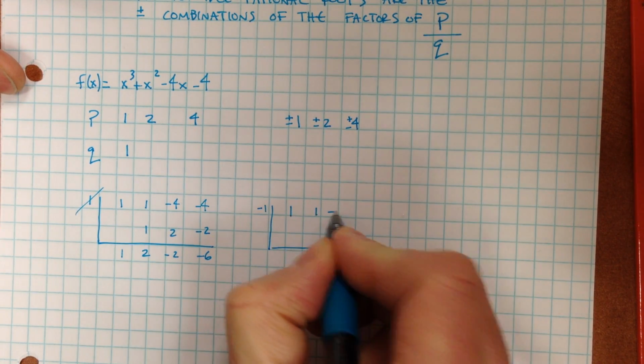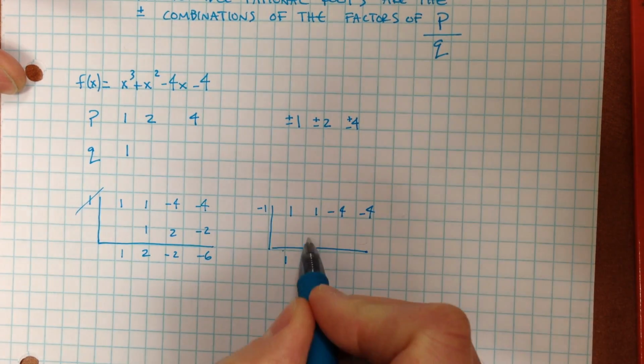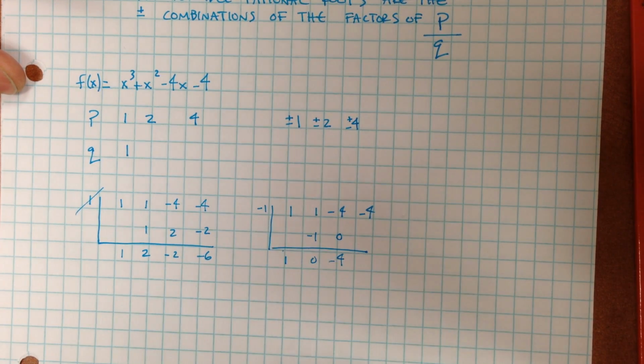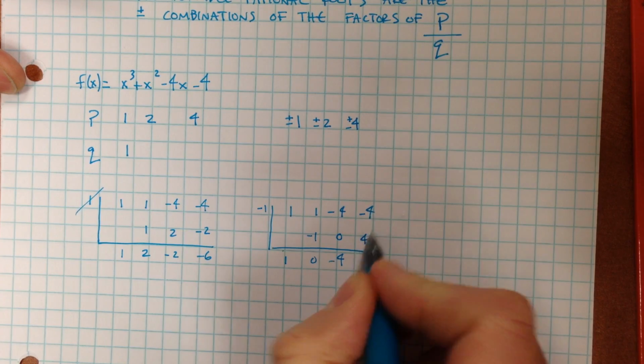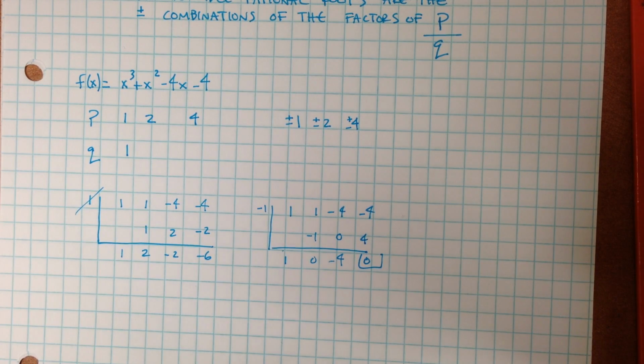Coefficients 1, 1, -4, -4. Multiply -1, add down, multiply. Add down, multiply, and we get 4 there with a remainder of 0. Fantastic. Okay, that looks pretty cool. I'm kind of liking that right there.